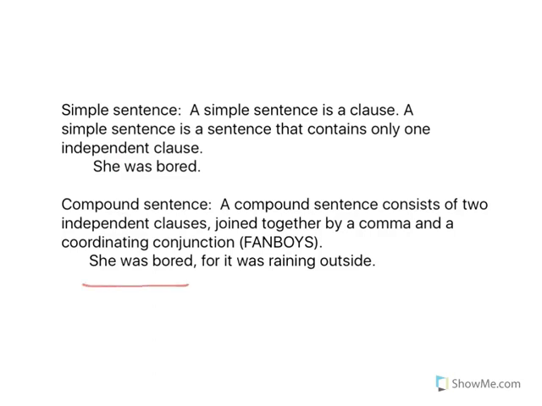She was bored is an independent clause, as we've established. It was raining outside is an independent clause. It makes complete sense, and it has a subject and a verb. And we know this is a compound sentence because it is joined together by a comma and a coordinating conjunction. And our coordinating conjunction here is the word for.